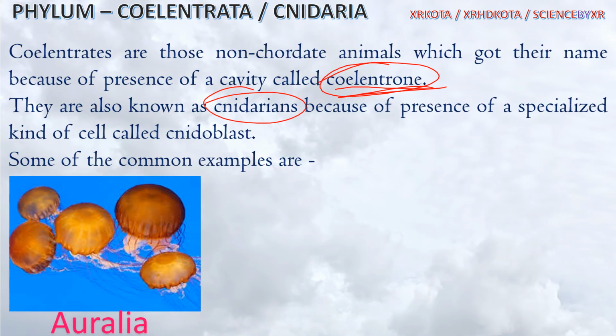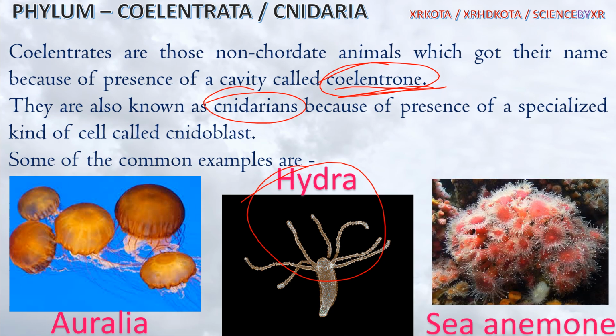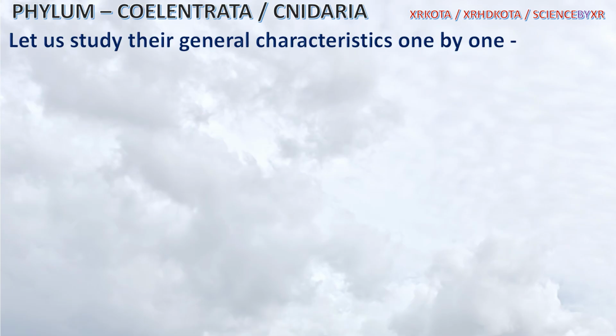Some of the common examples include Aurelia, then Hydra. Hydra is the most common example. You all have studied, you all know about it, and then sea anemone. Okay, and the other organisms we'll study later on in the same video. Okay, let us study their general characteristics one by one.